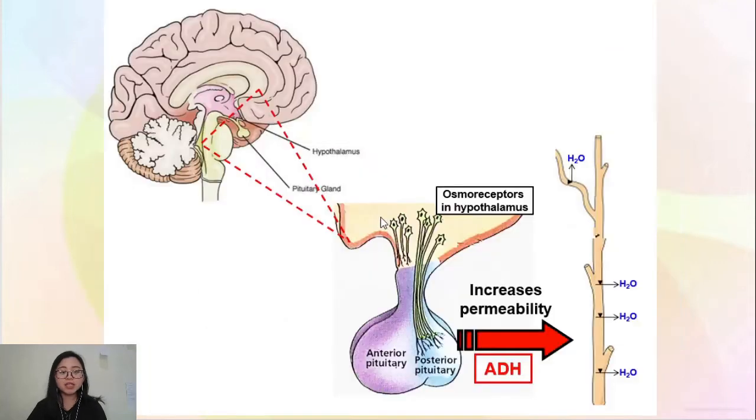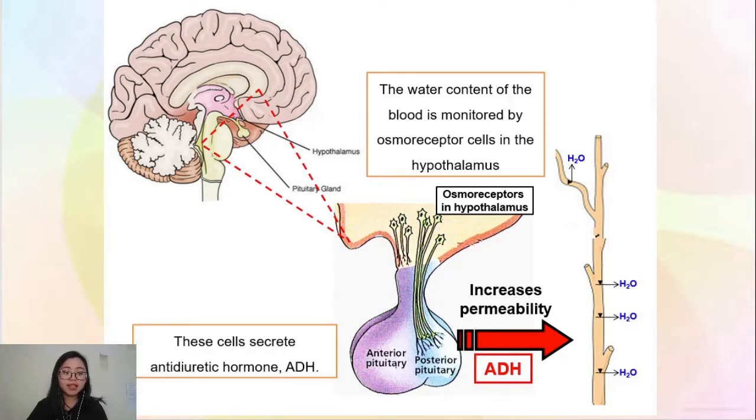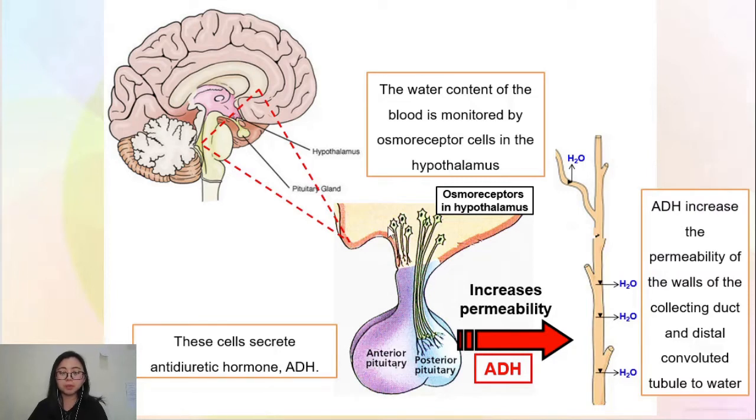So how it does that is the water content of the blood will be monitored by osmoreceptor cells in the hypothalamus. So these osmoreceptor cells will detect the water content in the blood, and then they will secrete antidiuretic hormone called ADH. And what will ADH do? ADH will increase the permeability of the walls of the collecting duct and distal convoluted tubule to water. ADH akan suruh distal convoluted tubule dan collecting duct dalam kita punya buah pinggang untuk serap lebih banyak air.